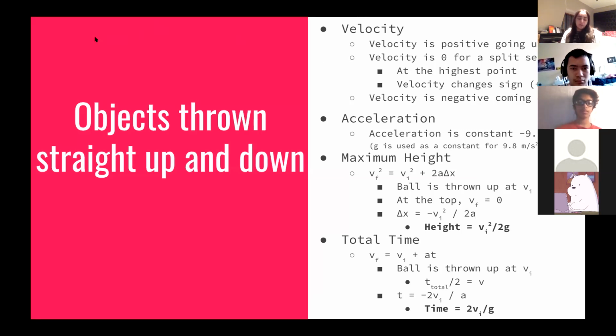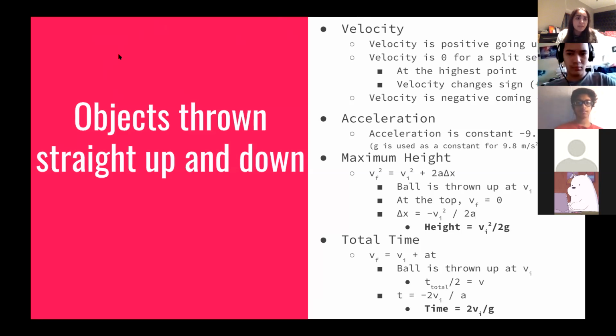So now we're going to talk about a more specific application of these kinematic equations, which is when an object is thrown up and when it's thrown down. In these scenarios, there are very specific characteristics that will help us solve the kinematic equations, for example the velocity and the acceleration. The velocity is always positive if it's going up and negative if it's coming down. That makes sense because it's basically a direction.